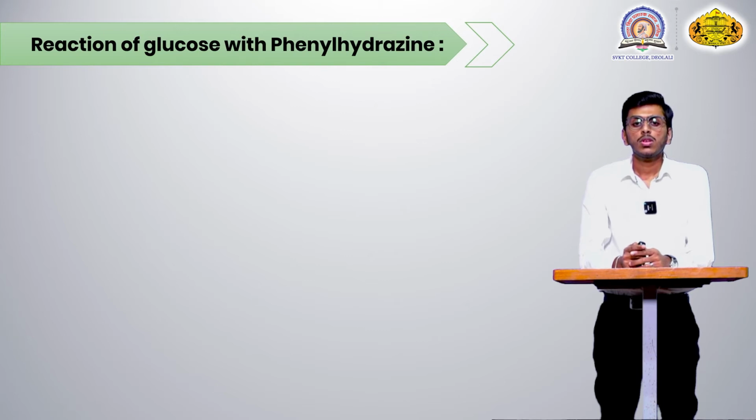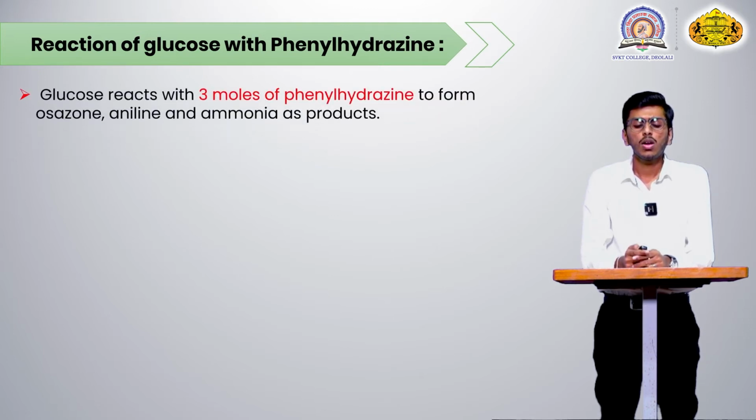Reaction of glucose with phenylhydrazine. It is one of the most important reactions from the exam point of view. Glucose reacts with 3 moles of phenylhydrazine to form osazone. The byproducts of this reaction are aniline and ammonia.